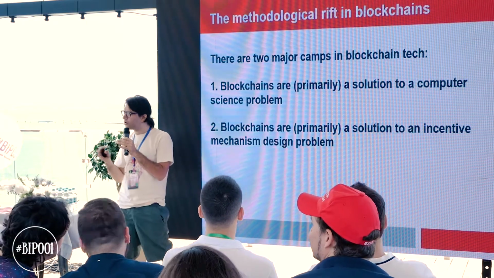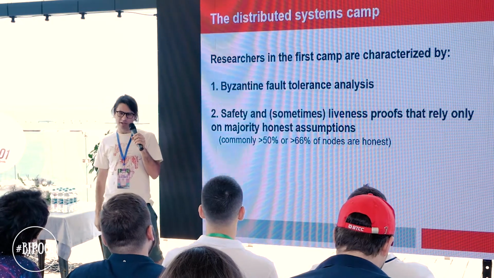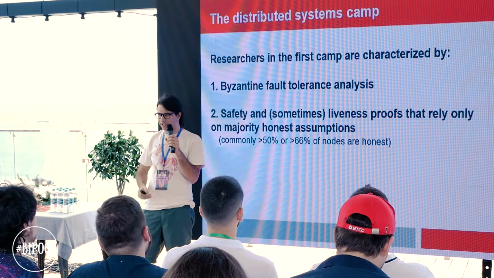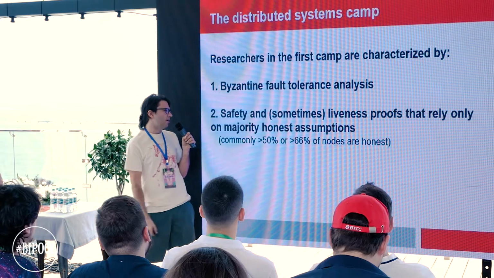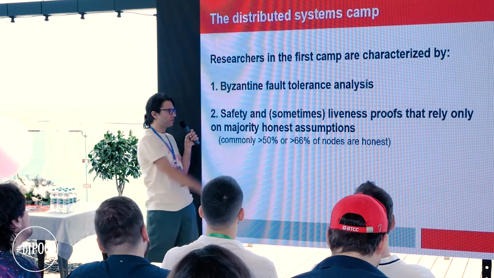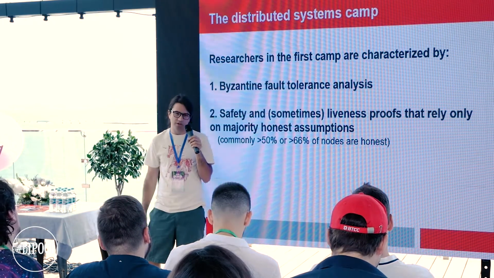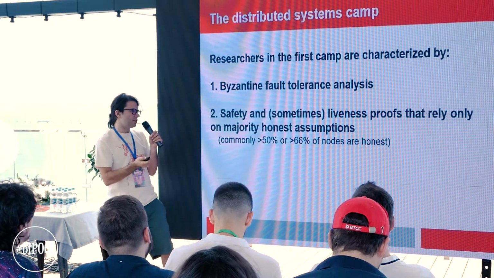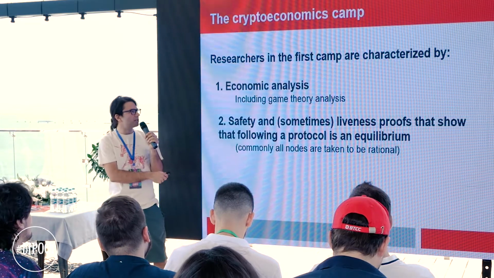So the order of priorities is different between these camps. In the first camp, people tend to do Byzantine fault tolerance analysis, and their protocol design basically comes out of this analysis. They want to design protocols that tolerate Byzantine faults, and then show usually safety and liveness, but liveness is harder to prove, so it's only sometimes done. They do this by relying on some assumption about the number of faults, and the converse of that is the assumption on how many nodes are not faulty. Usually they assume like 50% or 2/3 are honest.